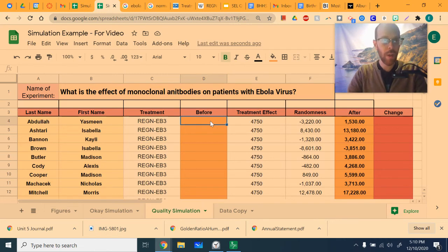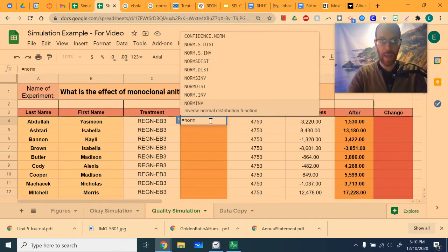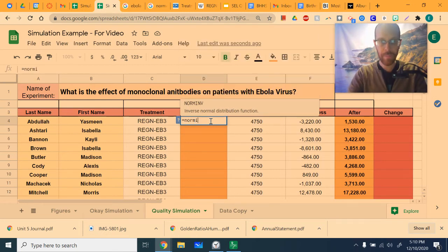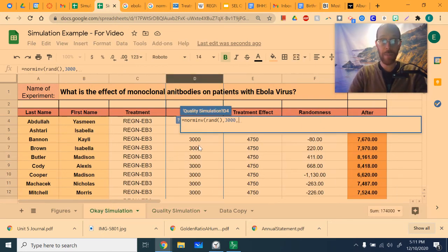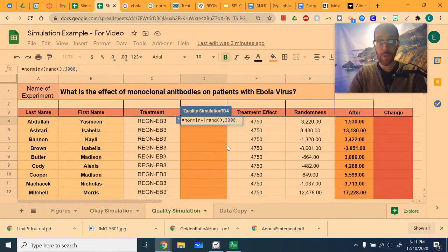So what you're going to do for a quality simulation is that for the before, you're going to use a normal random variable. So NORMINV, RAND, with a mean of 3,000 this time. So in the last example, I just made them all 3,000. Here, I'm going to make them average 3,000, but I'm going to give them a standard deviation of whatever I had chosen before, 1,083. So I'm going to punch that in.